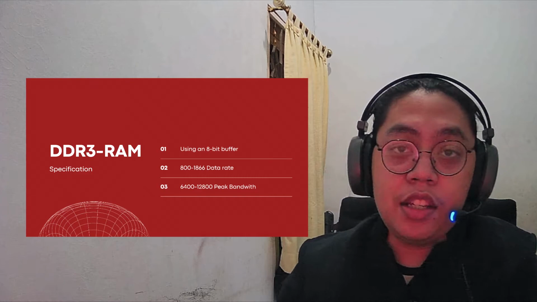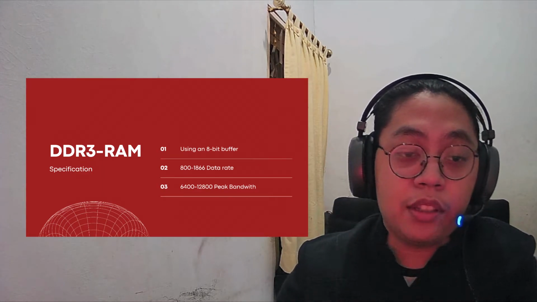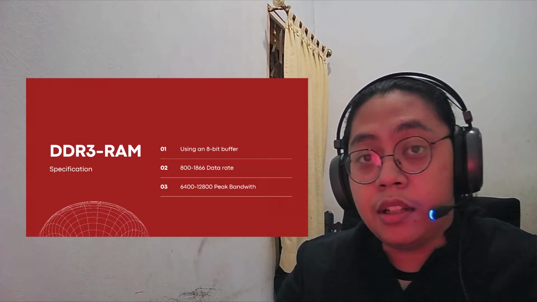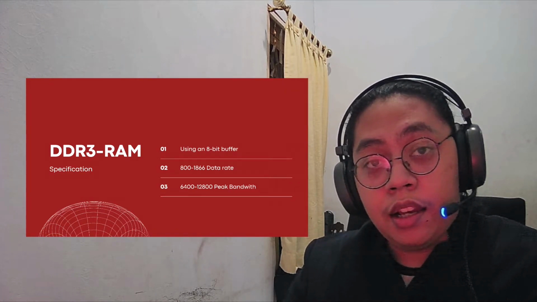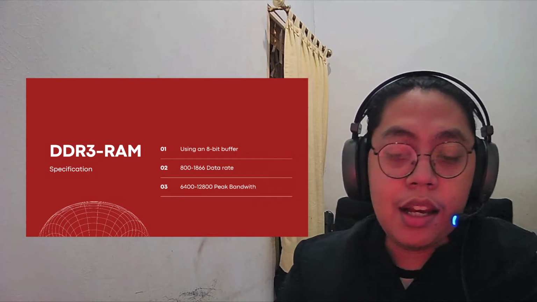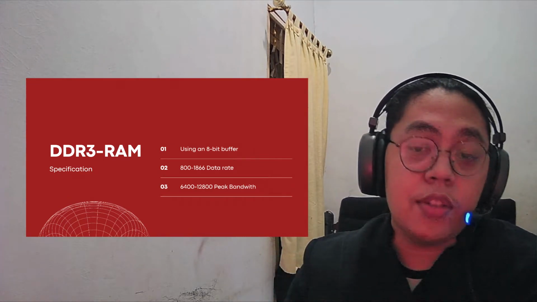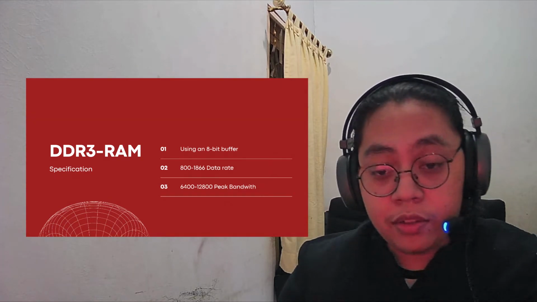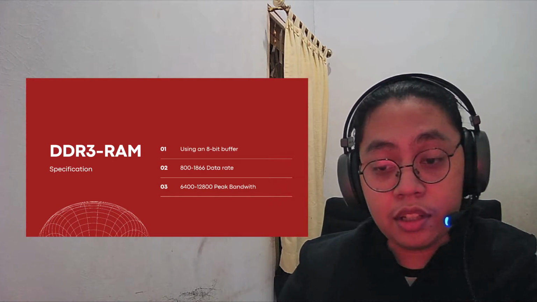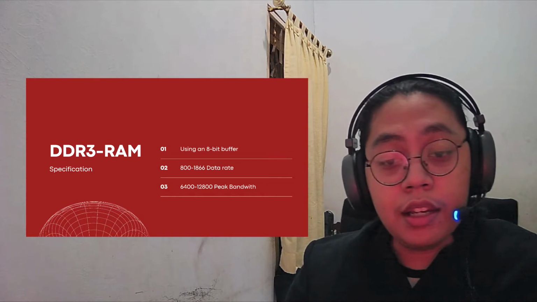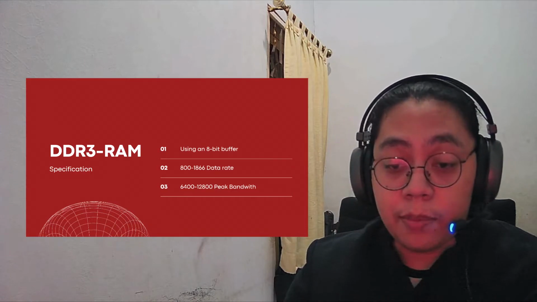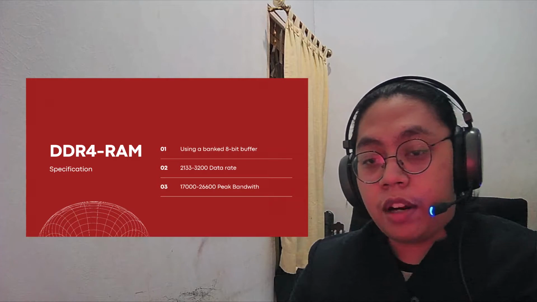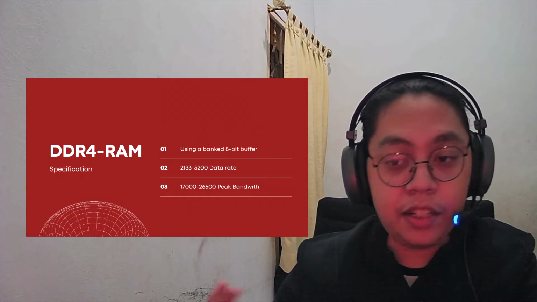For the specification, we're gonna go first with the DDR3 RAM. It uses an 8-bit buffer. That means it can transfer 8-bit data per process, and it also has 800 to 1866 data rate, and last but not least, it has a peak bandwidth of 6,400 all the way up to 12,800. While the DDR4 RAM is using a banked 8-bit buffer.